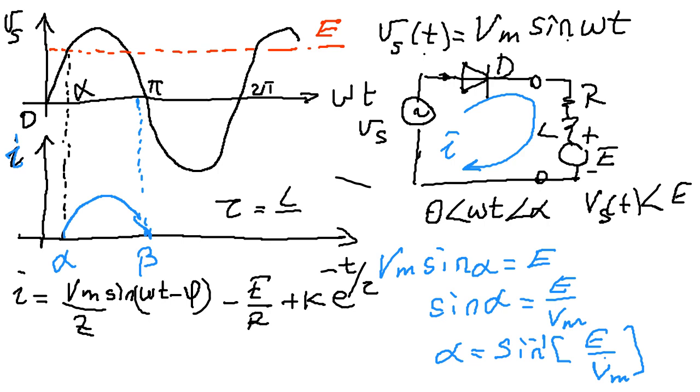But here, the initial condition is this. If omega t is equal to alpha, I is equal to what? Who will answer? I repeat. If omega t is equal to alpha, I is equal to what?